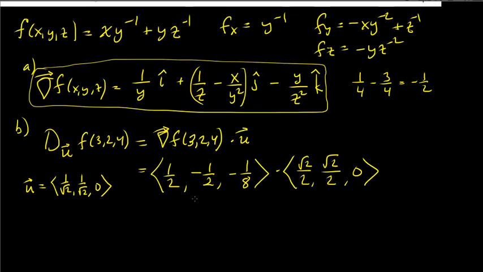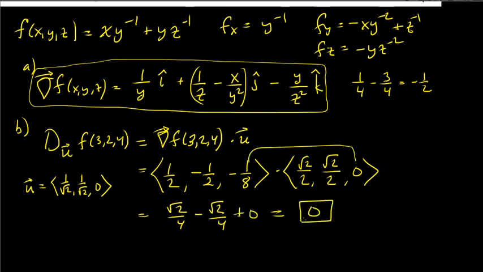Okay, so for the dot product, you're just going to get square root of 2 over 4 minus the square root of 2 over 4, and then minus the square root of 2 over 8 times 2 is 16. Oh, I'm sorry, never mind. Negative 1/8 times 0 is 0. You just get 0 then. Okay, so the directional derivative is 0.